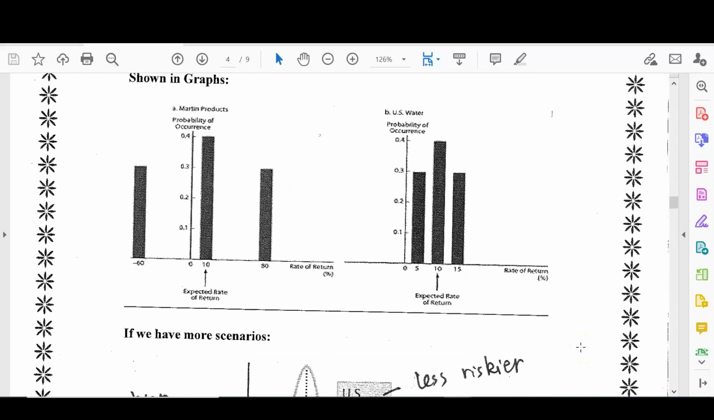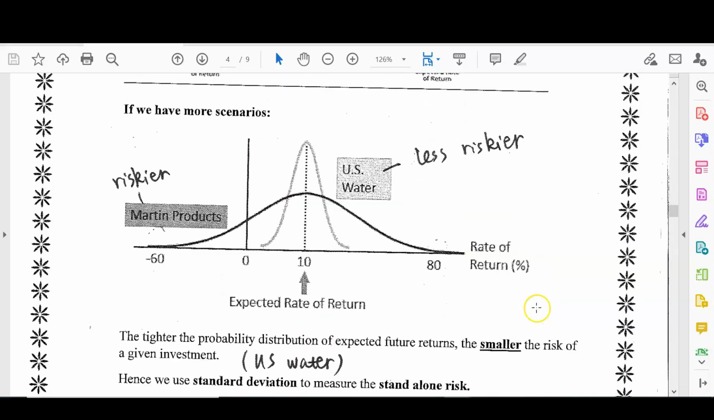If we show it in the graph, we can see that the expected return is 10%, but the possible returns in a strong or bad economy for Martin Products could be higher or lower than US Water. If we have more scenarios, we could draw a normal distribution for each firm. And for Martin Products, the returns are more widespread. It's actually riskier because the returns could be very different from the expected return of 10%, while US Water is less risky because the returns are much more concentrated around 10%. The extreme values are much closer to 10%.